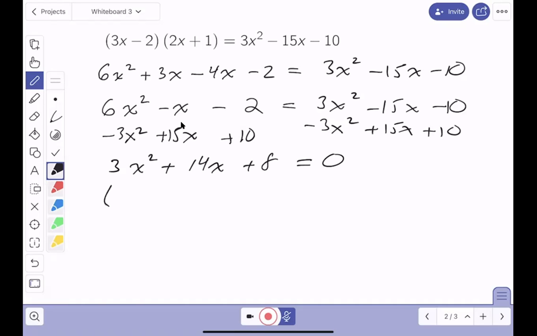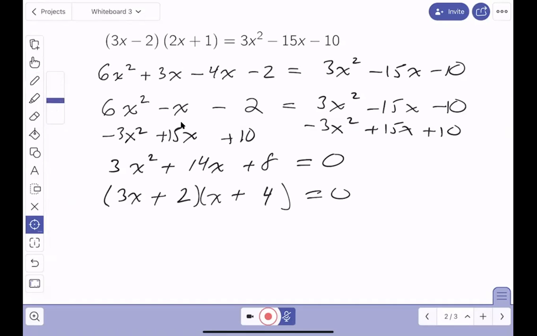Now, what do I mean by smoothly? I'm saying if they said use the factoring or zero product rule, this should work out really nicely. Now, 3x and x is my only choice there. For 8, I would say 2 and 4. Try that. Let's see if it works. 3x times x, 3x squared. 12 and 2 is 14. That worked beautifully, and you get 8.